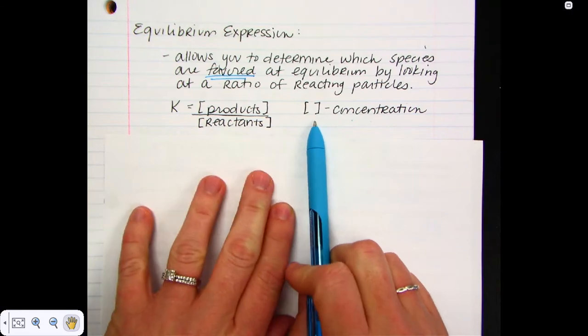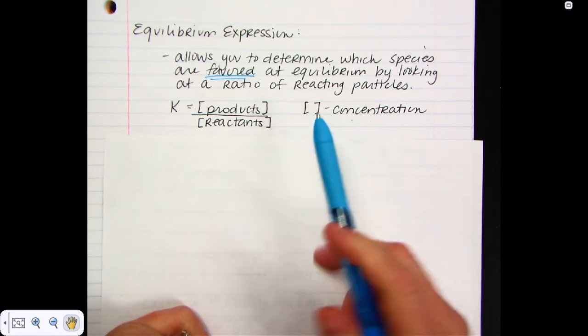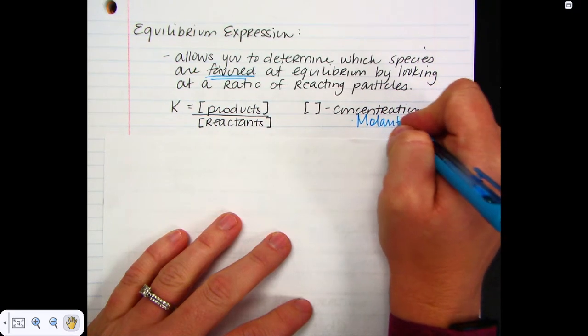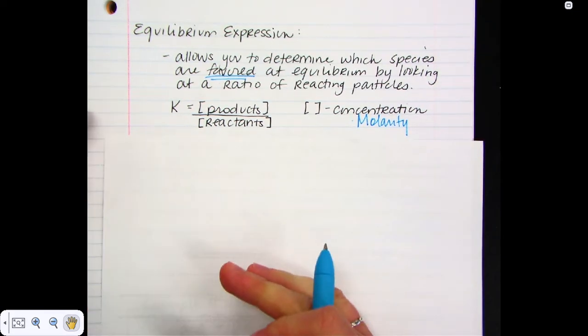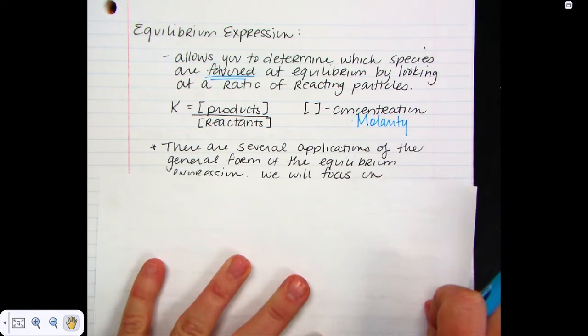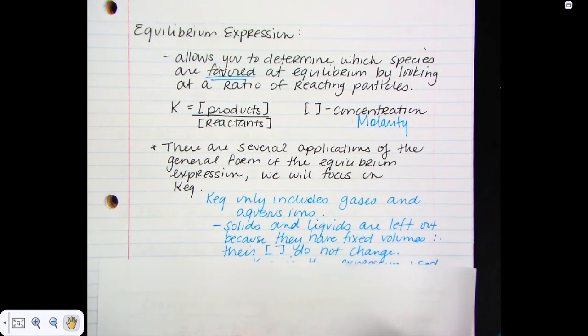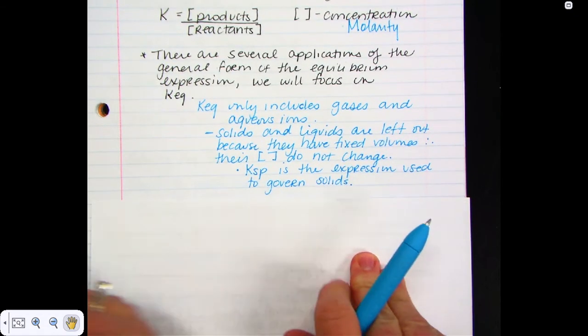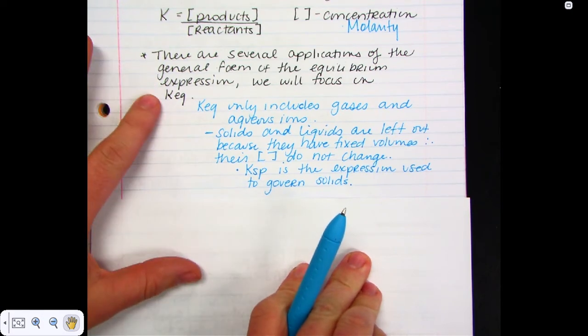And in this particular case, these square brackets stand in for concentration. Remember that concentration is in molarity or molar. And so anytime you see square brackets, you need to also realize that that means molarity. Okay. Alrighty. So this gets into all of those things I just said. So several applications of our general form, we're focusing on Keq.